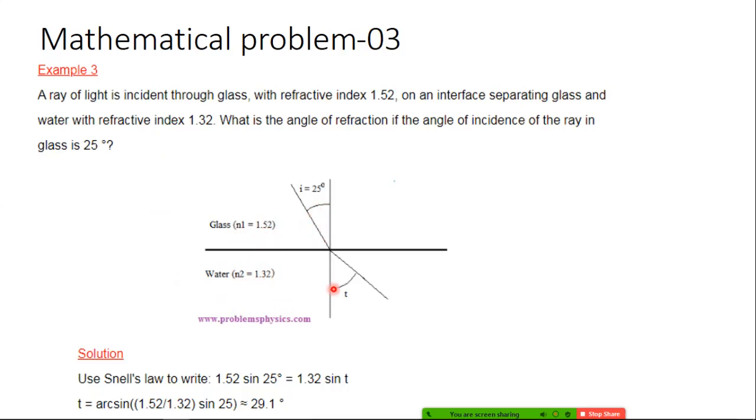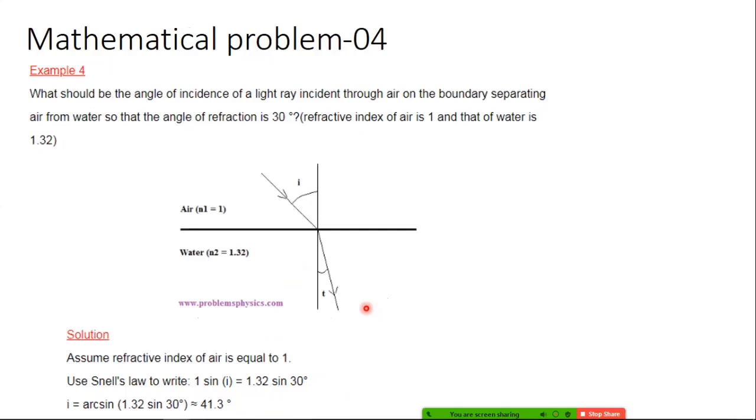We have to calculate the angle of refraction, which we call t, and from Snell's law we know that n1 sin theta 1 is equal to n2 sin theta 2. Analogously we can write theta 2 as t, and by putting in all these values we can calculate the value of t, that is the angle of refraction.